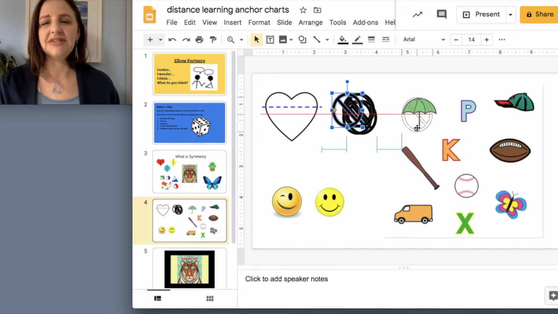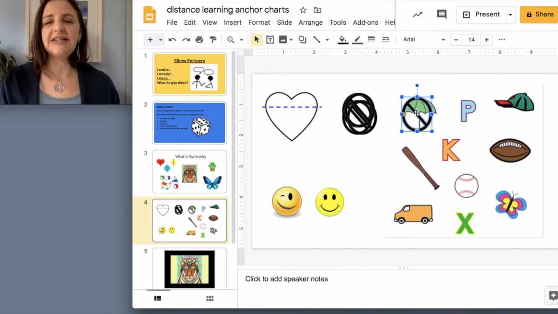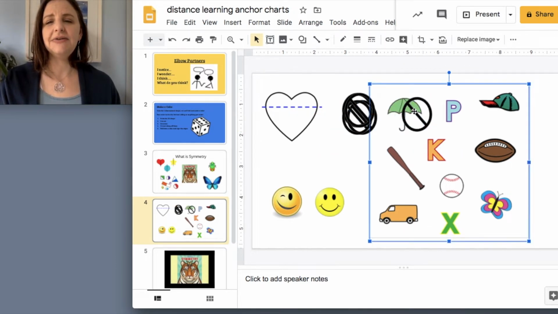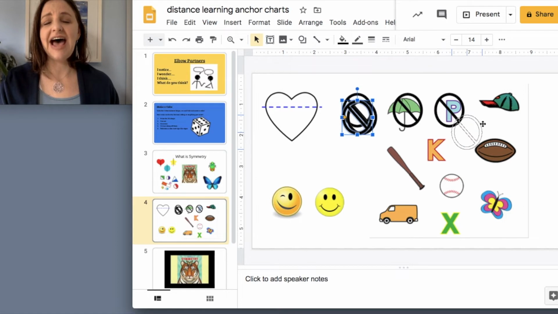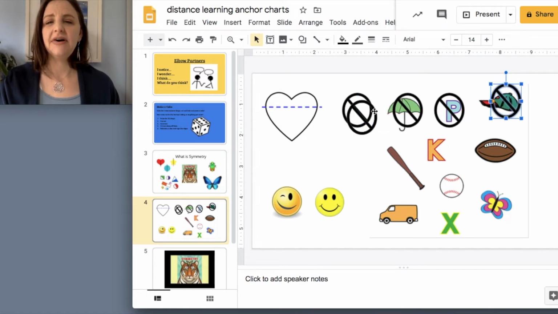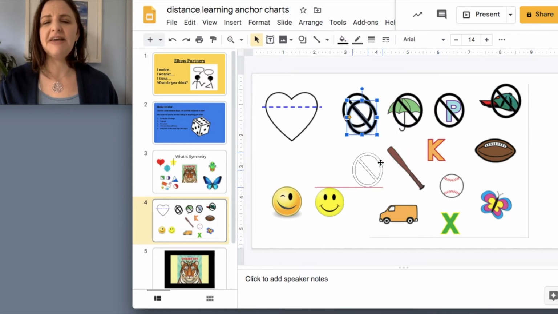What about the umbrella? You know what? No, it's not, because even if we folded it this way, it has a little loop right there that makes it not symmetrical. What about the letter P? Nope. What about the hat? Not symmetrical.